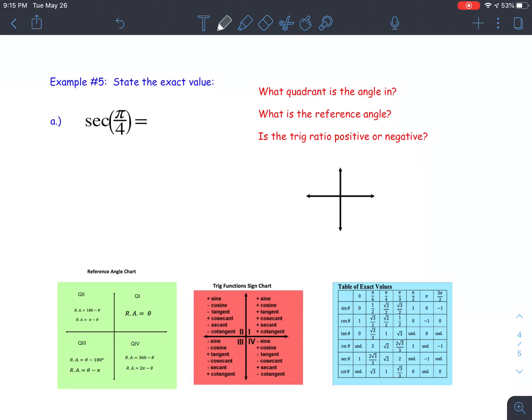Continue with the exact values. Now we're going to do them in radians. So state the exact value of secant of pi over 4.